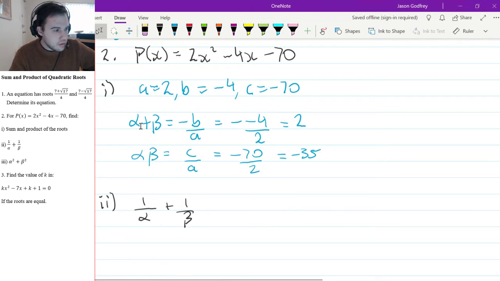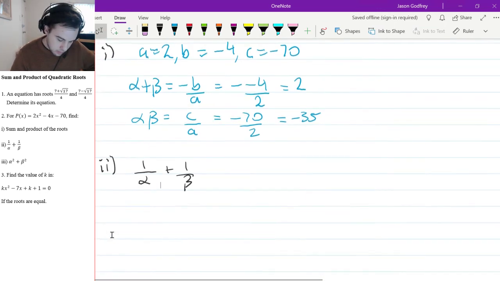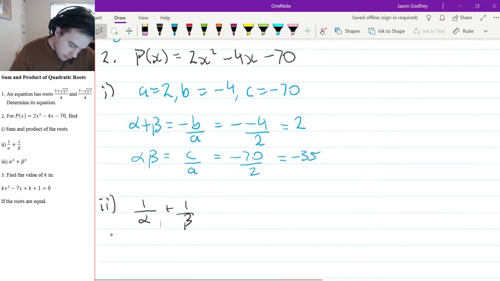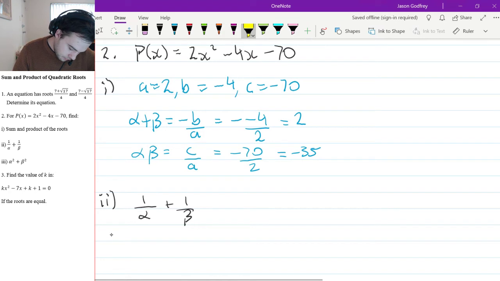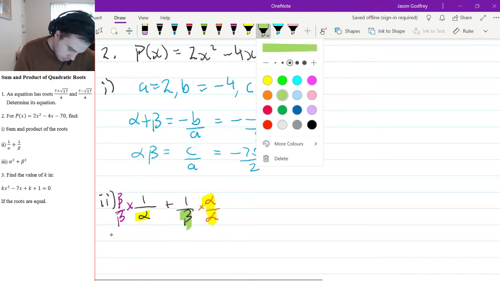So notice here we don't know either of these separately, but what we can do is manipulate this fraction so that we do see these values here and here. Often in algebra, if you have a fraction, you don't really like them being separated, you want to group everything together, so you'll find a common denominator. So you'd look at alpha and times this one by beta, and the other by alpha, so cross multiplying.